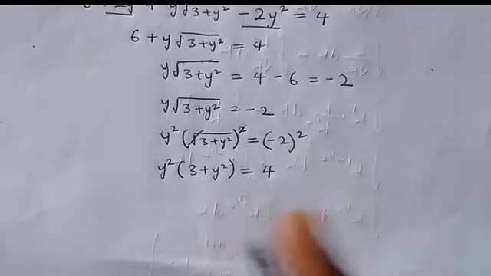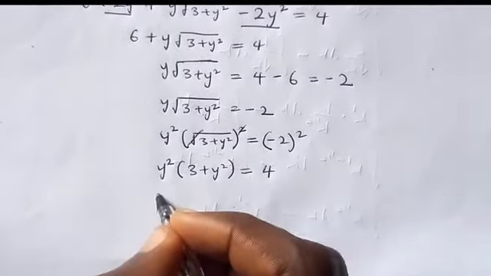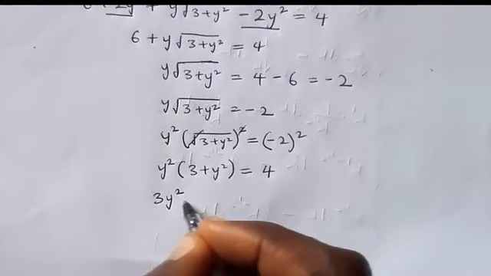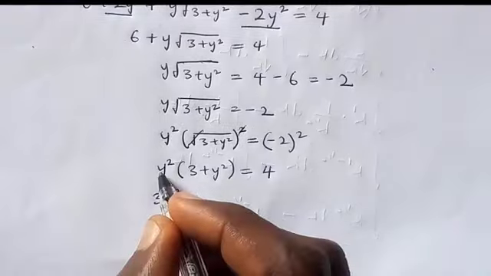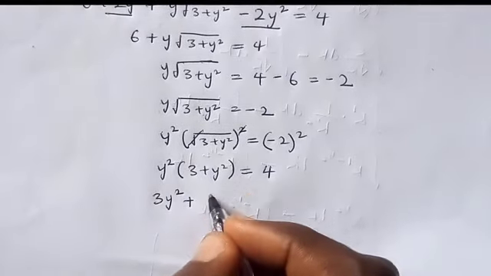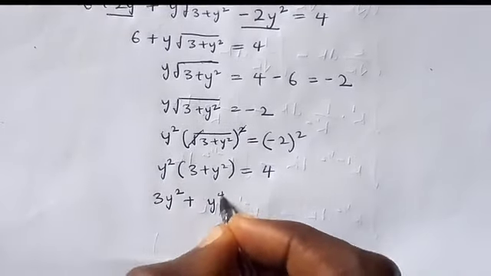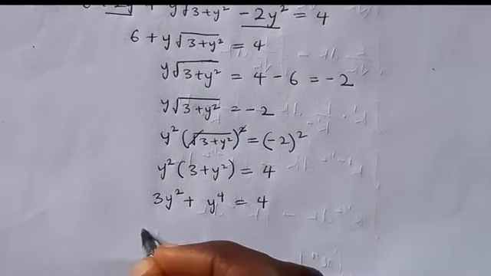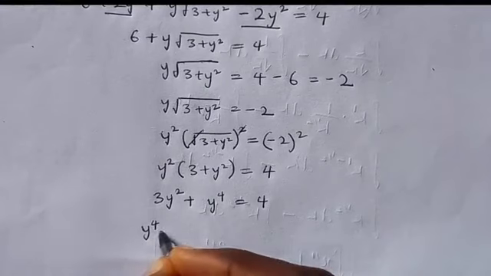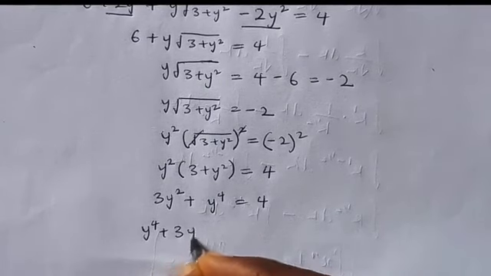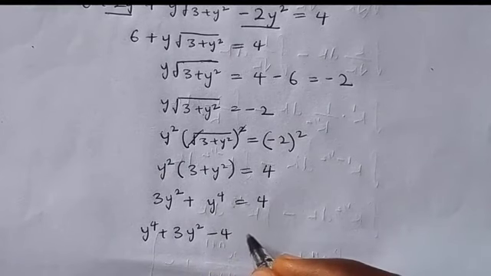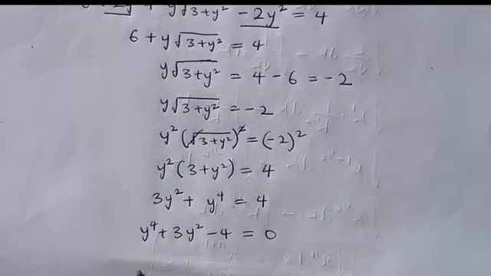Now, let's open these brackets. It will be 3y² plus y² times y², that is y⁴, equals 4. Now, this will be y⁴ + 3y² − 4. By collecting this to the left hand side, that will be equal to 0.